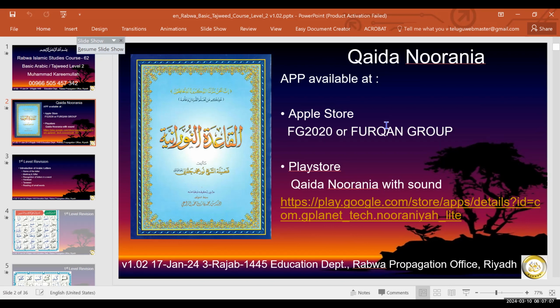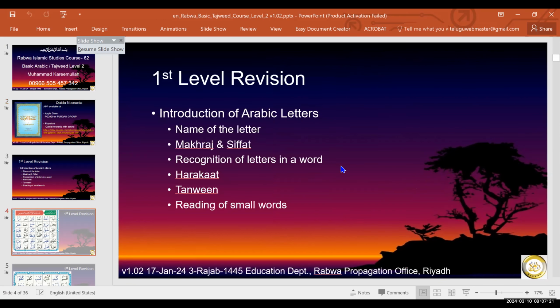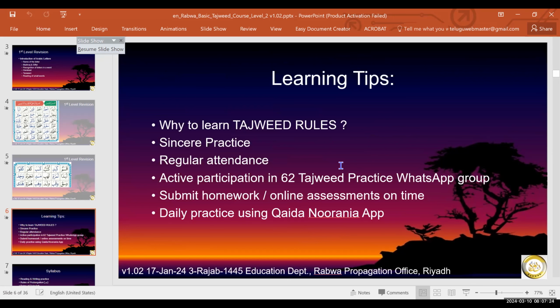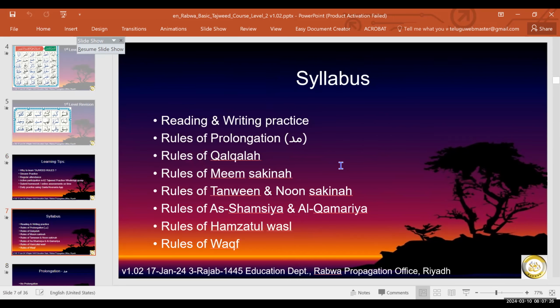So this is based on Qaida Noorania, as all of us know. This Qaida Noorania with sound app is available in Play Store, FG 2020, or Furqan Group in Apple Store. It's very much helpful. Please download and use it. Now I'm skipping the first level course.